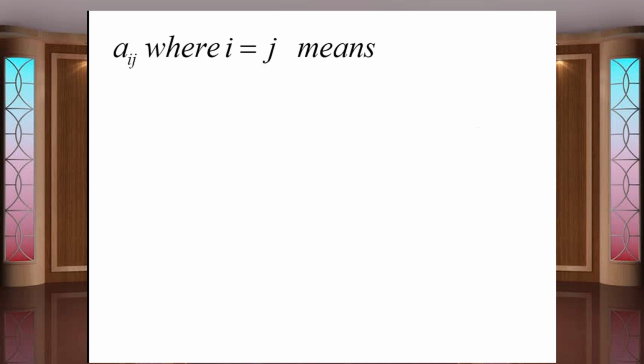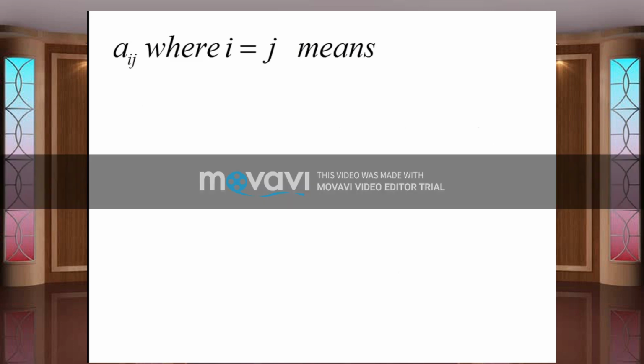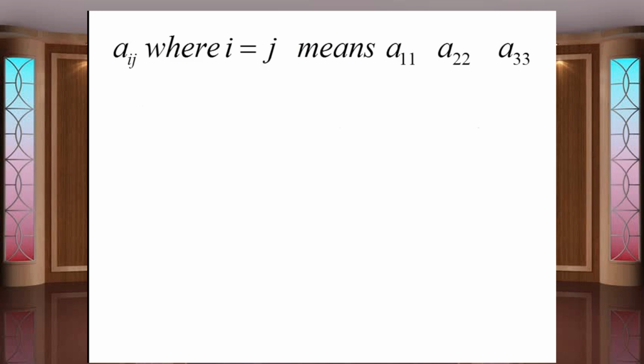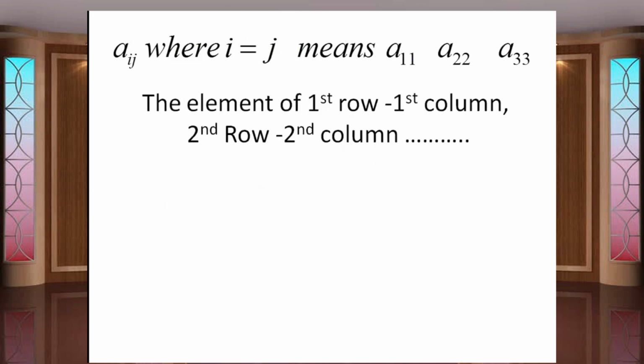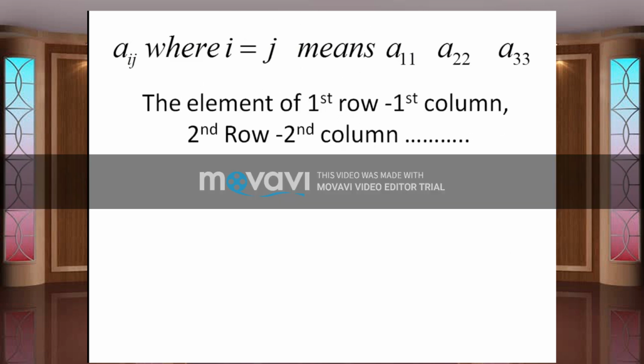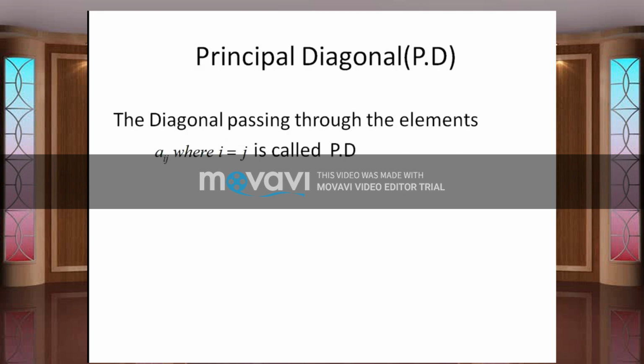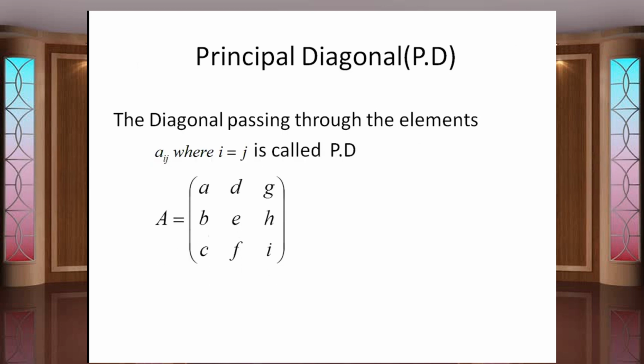Now I'm going to discuss Aij where i equals j. Whenever you see Aij, it is the position of an element, but Aij where i equals j means A11, A22, A33 elements. The elements located at the A11 position, A22 position, and A33 position: first row first column, second row second column, and third row third column. Why do we need this? For knowing the definition of the principal diagonal.